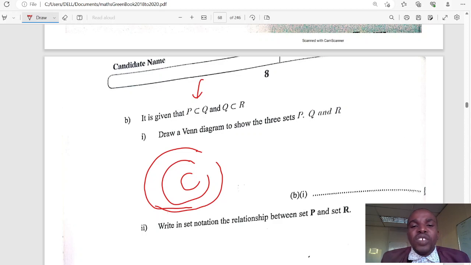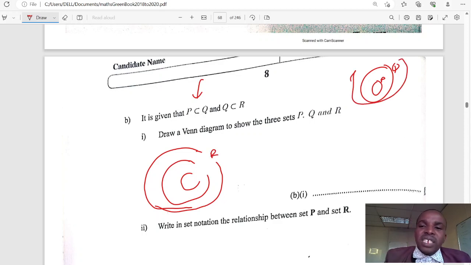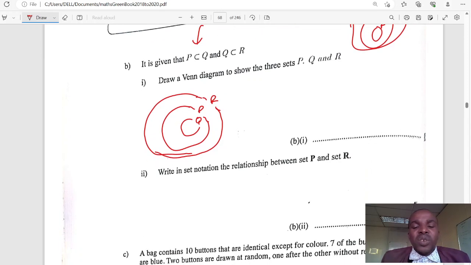Right, P is a subset of Q, which means P is found inside Q. Then Q is a subset of R, which means the main set is R. So you have R here, then you have P, and you have Q, like this. So that's it. Then next, write in set notation the relation between set P and set R.